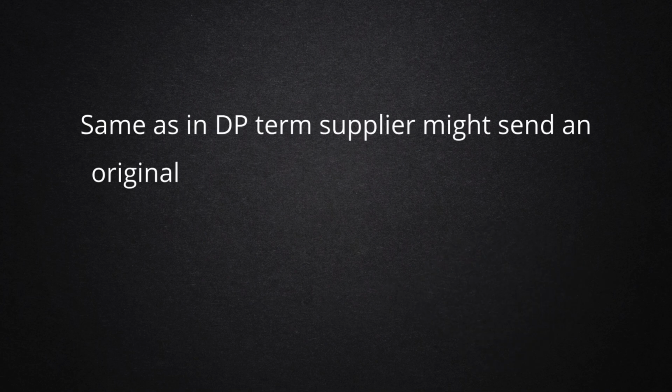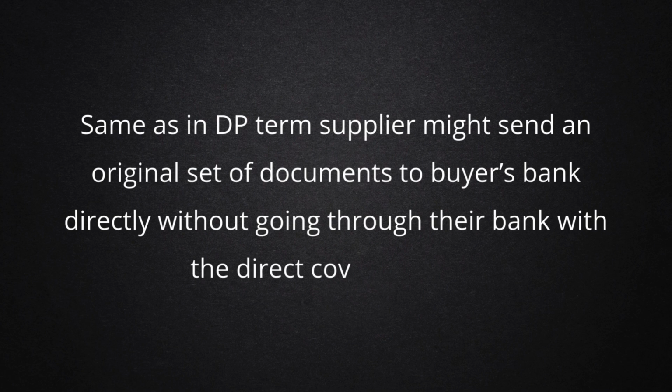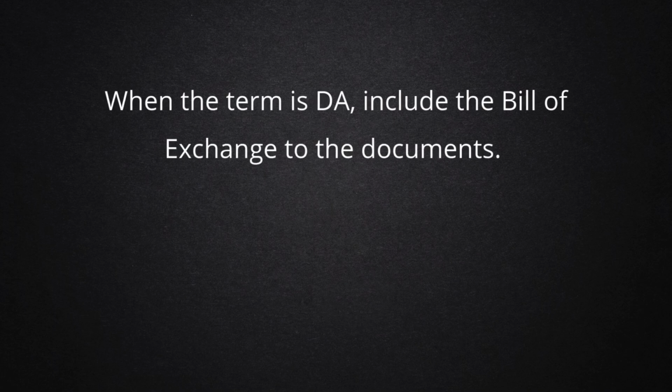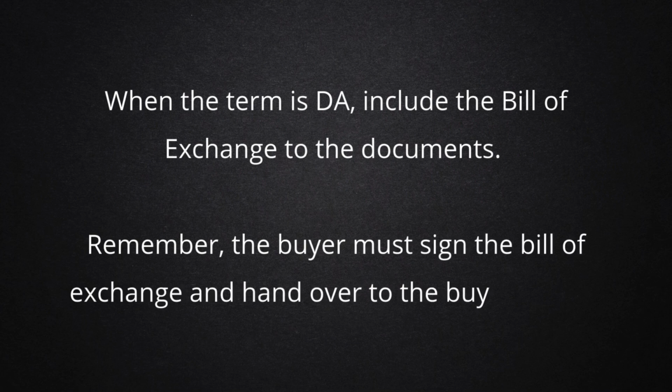Same as in the DP term, the supplier might send an original set of documents to the buyer's bank directly without going through their bank. With the direct covering letter, when the term is DA, include the bill of exchange in the documents. Remember, the buyer must sign the bill of exchange and hand it over to the buyer's bank.